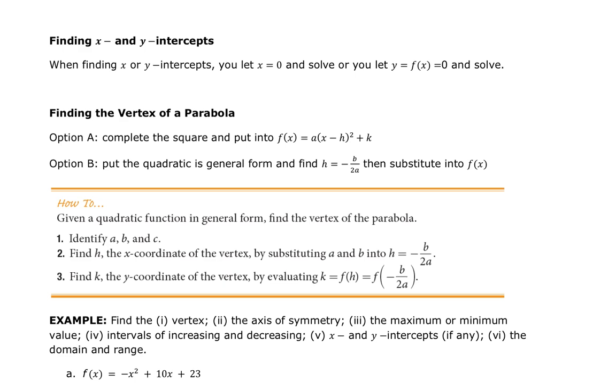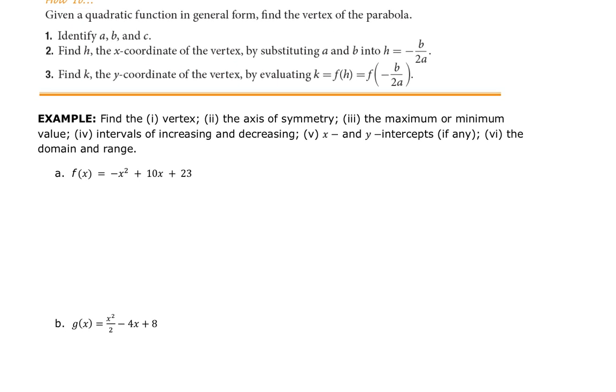So on this example, they're asking us to find the vertex, the axis of symmetry, any maximum or minimum values. I'll actually give you where it happens too. The intervals of increasing and decreasing, the x and y intercepts, and the domain and range. And you're thinking, okay, can I just put this in Desmos? Sure, you can put it in Desmos. You don't get that on the test though, so no, you probably don't want to do that.